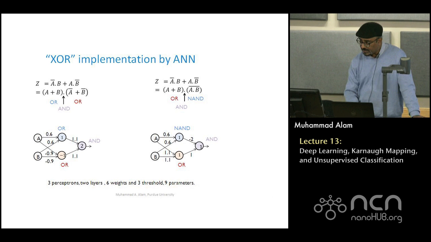Yes? I don't understand why you have 0.6 or 1.1. The weight? No, I'm just showing you an example. Just an example that if the weights were W1 and W2, if you want to have an OR function, then you have a 1. But if you put numbers in here, for example, if you put 1, 1, you will see the XOR function will come out of this.